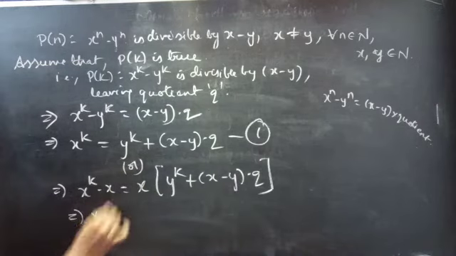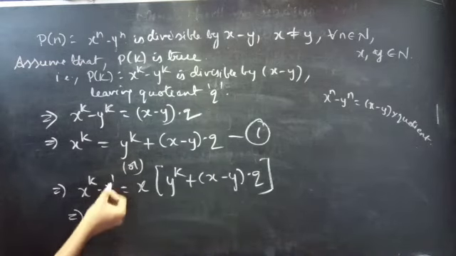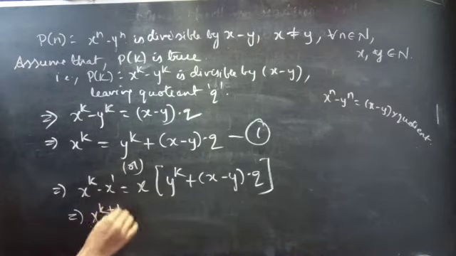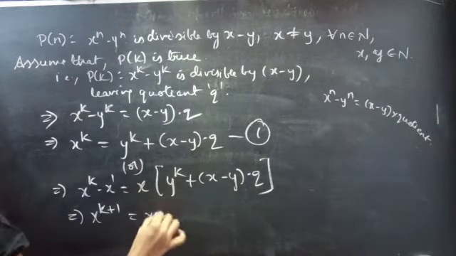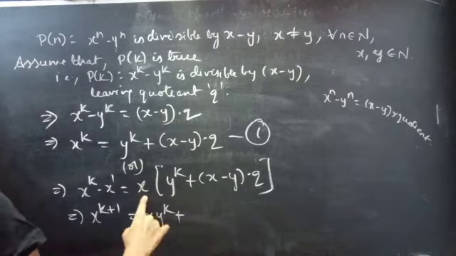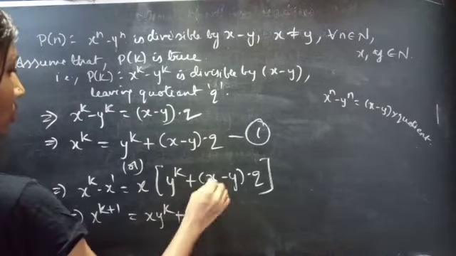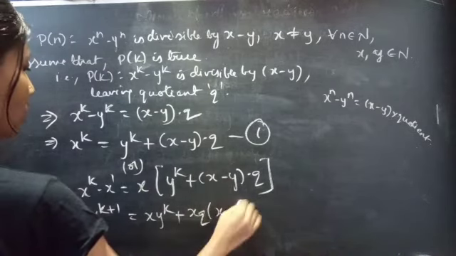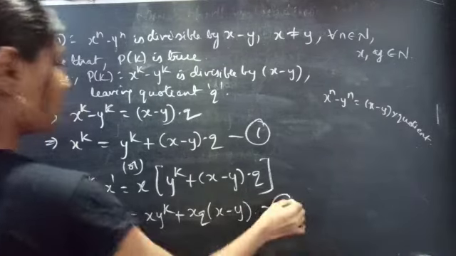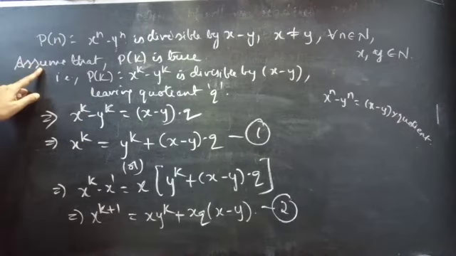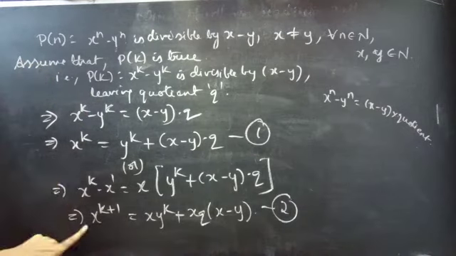Then consider it as x power 1, then you'll get x power k plus 1 by adding powers equals x into y power k plus x cube into x minus y, right? Consider as equation 2. So from the assumption we made, we'll get two equations.